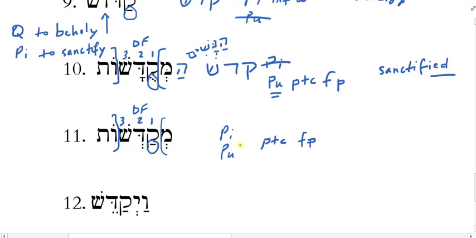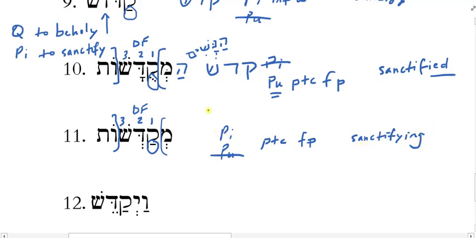What's the only difference between these two forms in 10 and 11? The vowel class under root 1. That is an A class vowel, so which of these is it, Piel or Pual? It's Piel, exactly. So how am I going to translate this? Not sanctified, but sanctifying, because the Piel is active. I'm going to use the ing form, sanctifying.